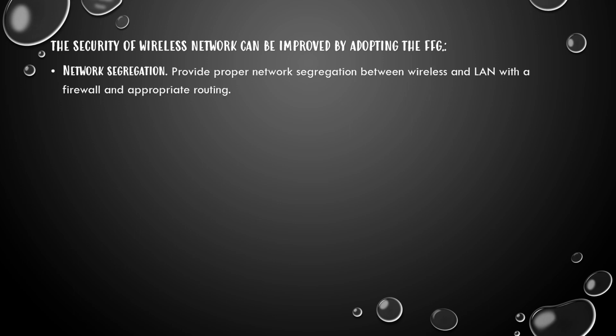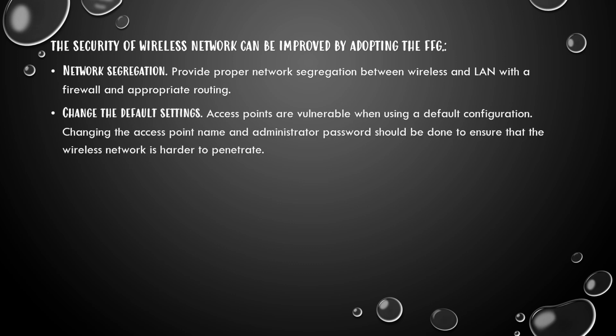So first is network segregation. This provides proper network segregation between wireless and LAN with a firewall and appropriate routing. Next is to change the default settings. Changing the access point name and administrator password should be done to ensure that the wireless network is harder to penetrate.